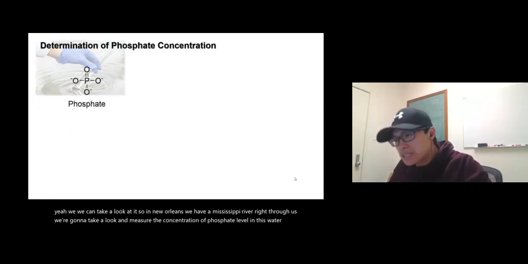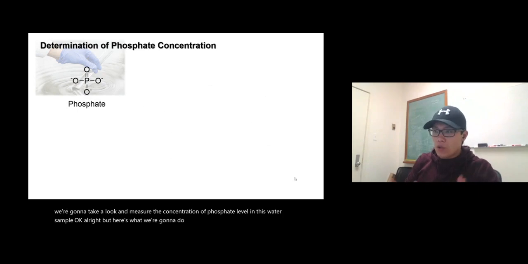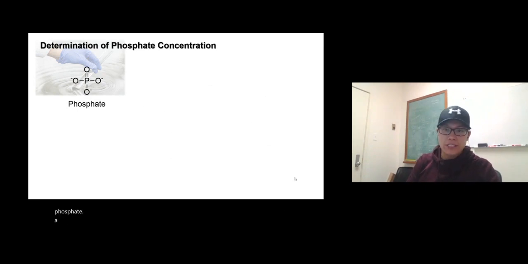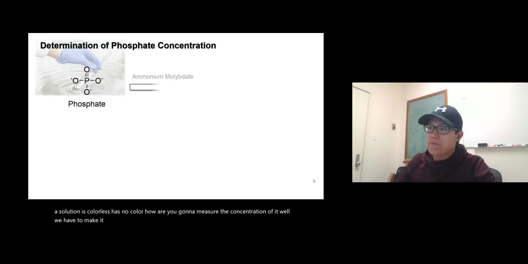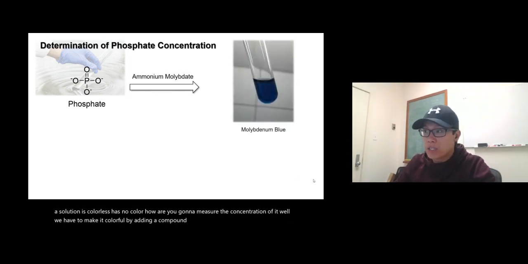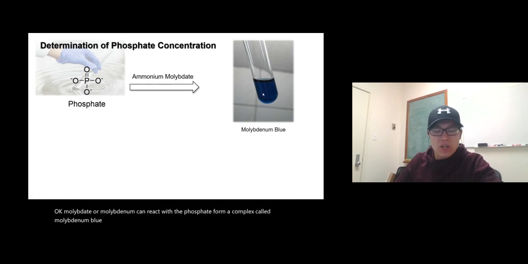But here's what we're going to do. A little bit of a problem here: phosphate solution is colorless, it has no color. How are you going to measure the concentration of it? Well, we have to make it colorful by adding a solution called ammonium molybdate. Molybdate, or molybdenum, can react with the phosphate to form a complex called molybdenum blue. It looks something like that, depending on concentration.